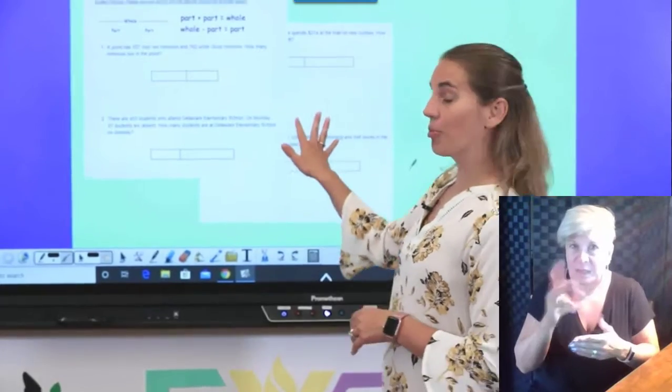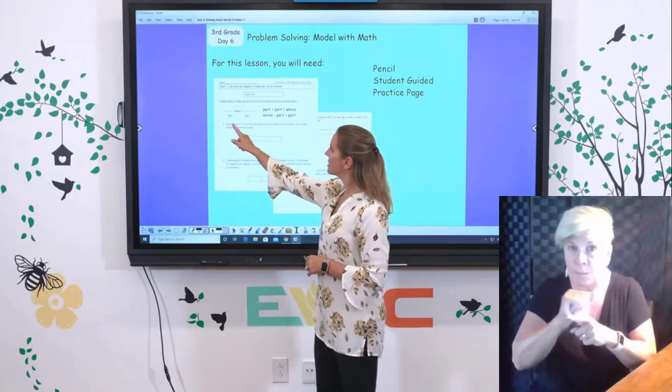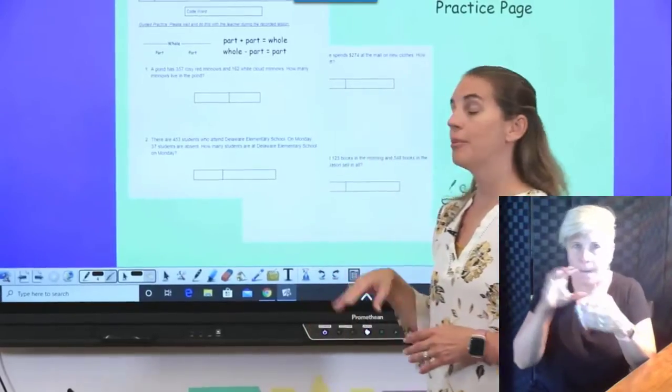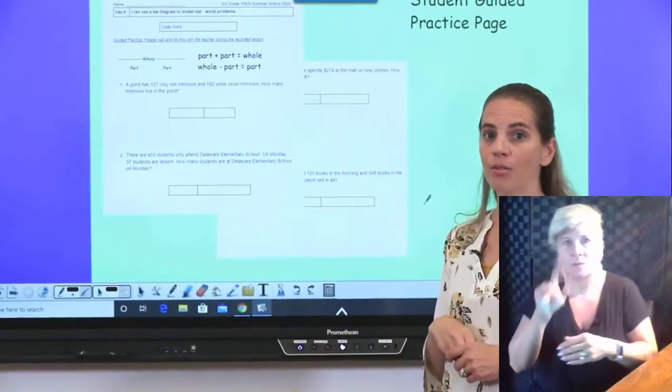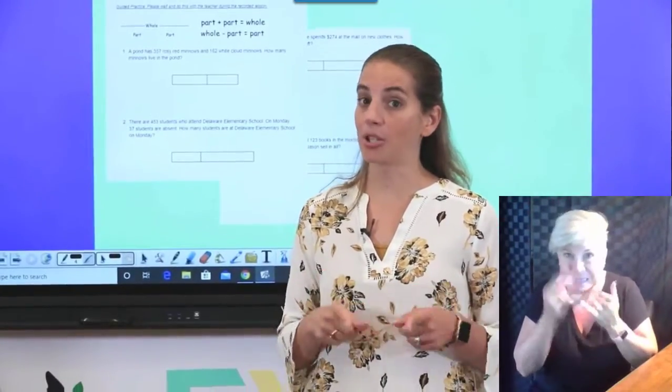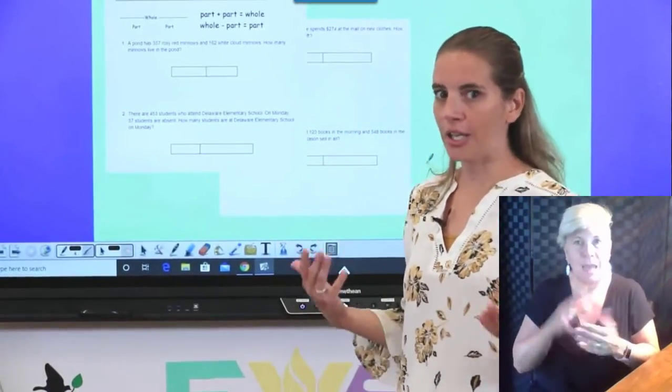You're going to need your student practice page. It's the one that has this little rectangle here and it says whole and part and part. You're going to need that, and you're also going to need that pencil. Remember, try to find an eraser on the end because we might make mistakes and we want to make sure that we can erase them and learn and grow.